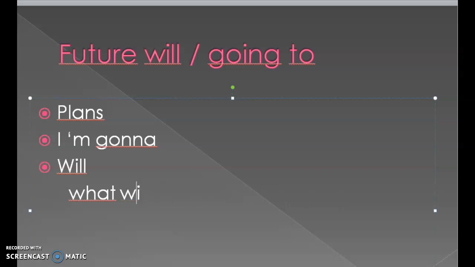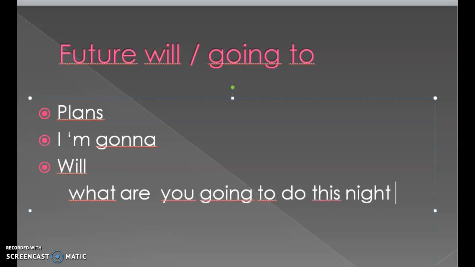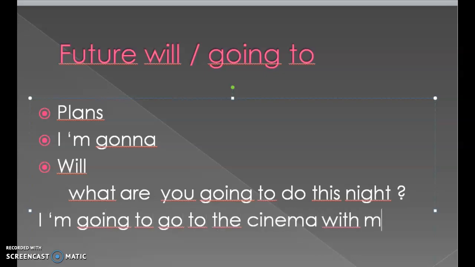What happened with the case of going to? What are you going to do? What are you going to do this night, for example? Miren, es un futuro más cercano, una acción más rápida. What are you going to do this night? ¿Qué va a hacer? Una planificación que usted tiene. I'm going to go to the cinema with my girlfriend.